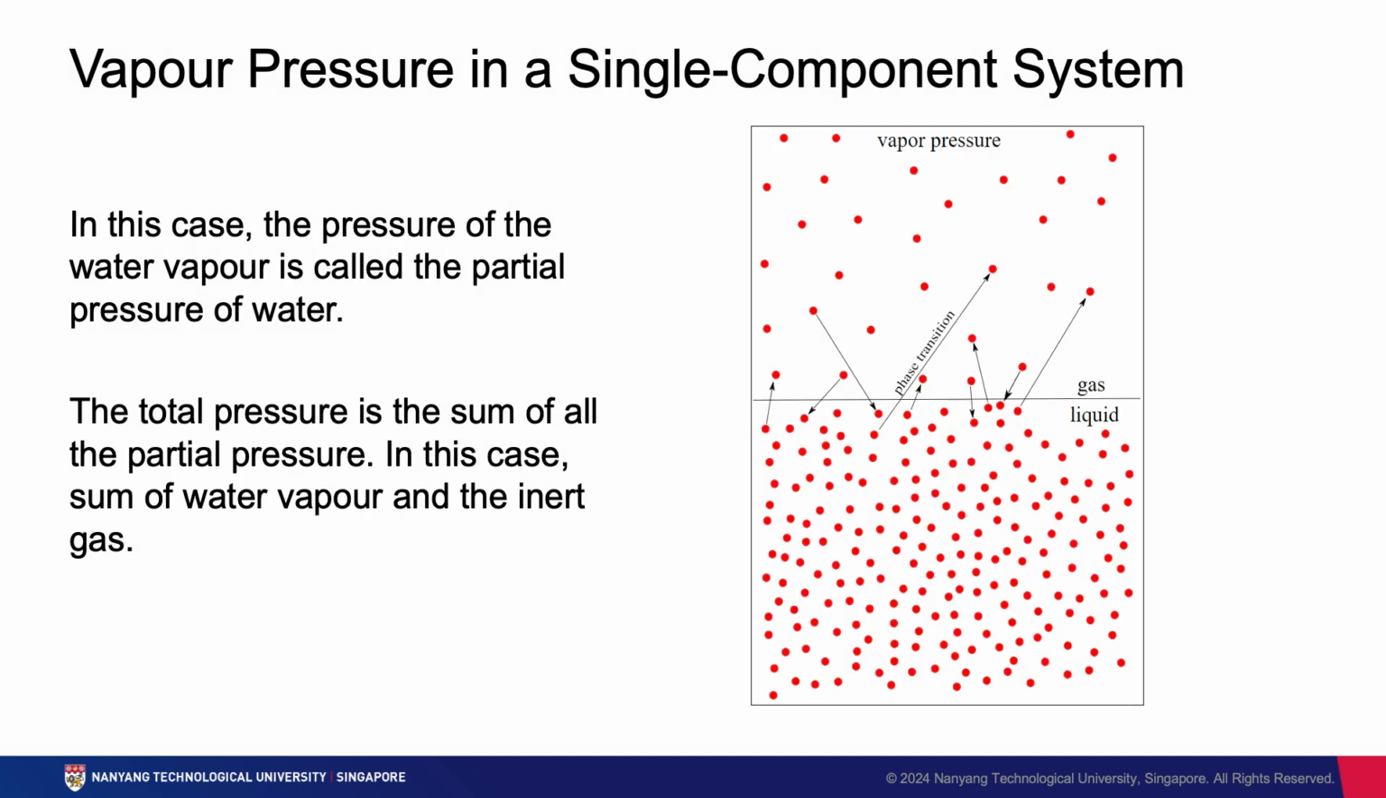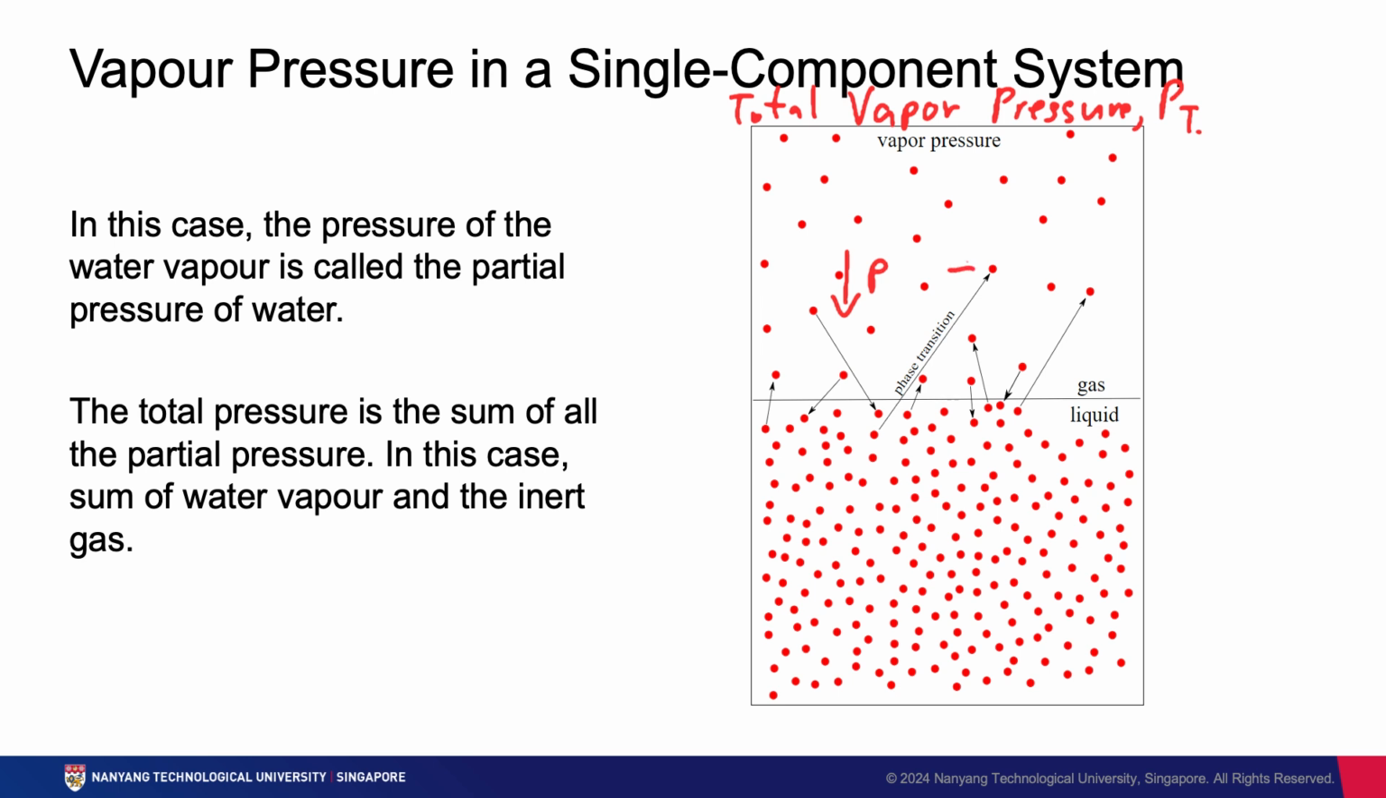Let's call the total vapor pressure PT. That is the total amount of pressure that's being exerted onto the liquid or the water. In normal circumstances, without an inert gas, the total pressure would be the pressure of the ambient water vapor.